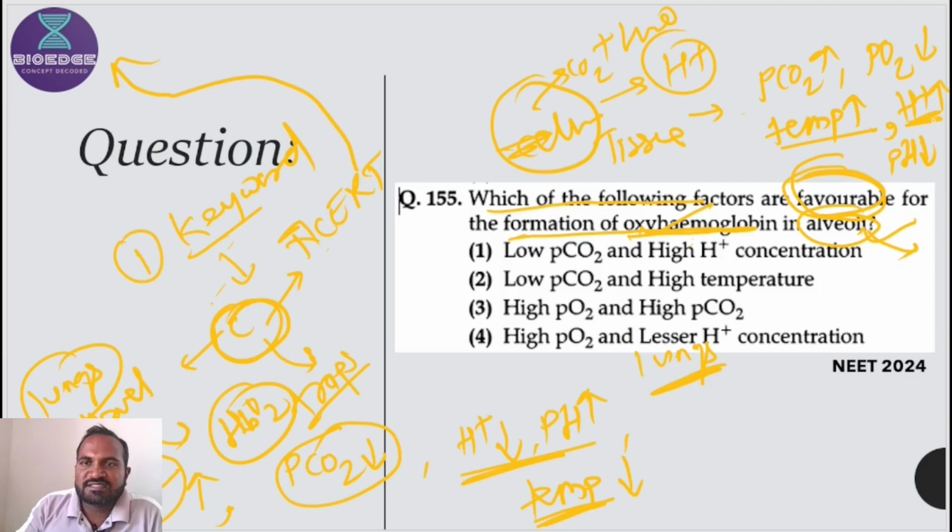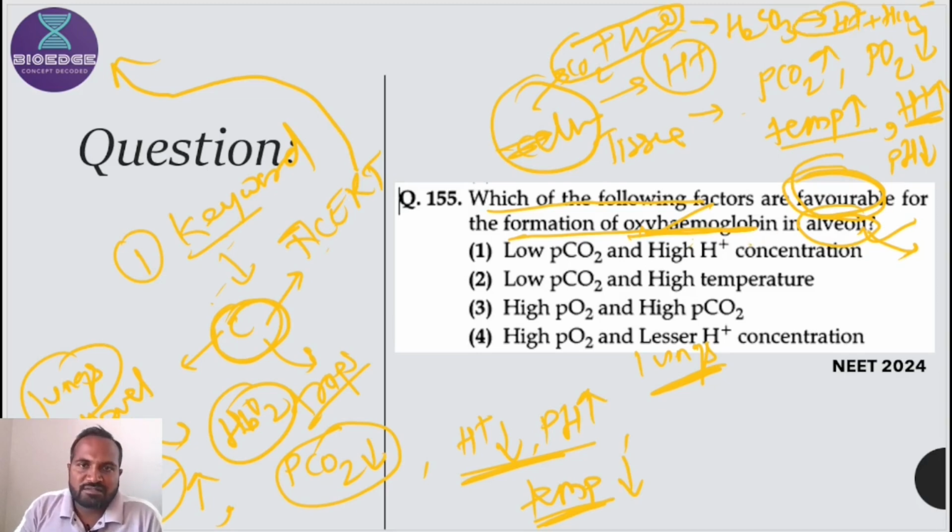Why H plus ions are there high? Because carbon dioxide, which is produced at the cell level, combines with water and forms the carbonic acid H2CO3, and again it dissociates and forms H plus ions and bicarbonate ions, and these H plus ions are responsible for increasing concentration at the cellular level. Then this is the concept.